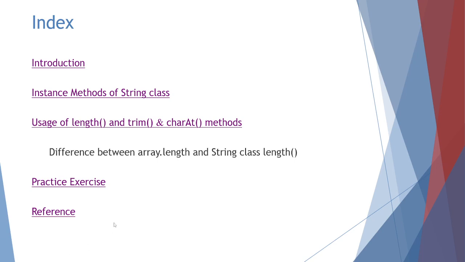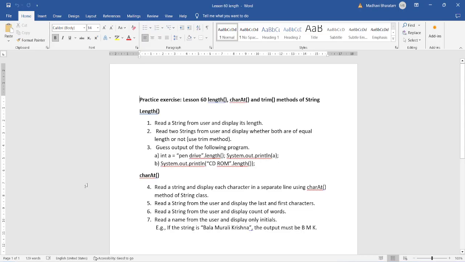Let us see a practice exercise here. Read a string from the user and display its length. Read two strings from the user and display whether both are of equal length or not after using the trim method. Now guess the output of these two. And then using charAt, read a string and display each character on a separate line using the charAt method of the String class. Read a string from the user and display the last and first characters. First means index 0, last means length minus 1.